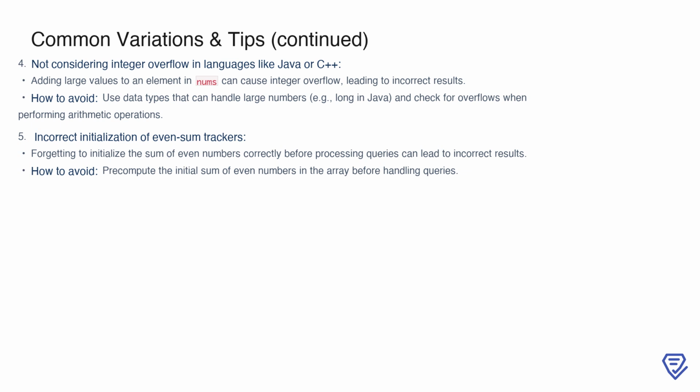In languages like Java or C++, it's crucial to consider integer overflow. When you add large values to an element in the array, the result might exceed the data type's limit, leading to incorrect results. To address this, use appropriate data types like long in Java and include checks for overflow during arithmetic operations. Another frequent issue is incorrect initialization of the even sum tracker.